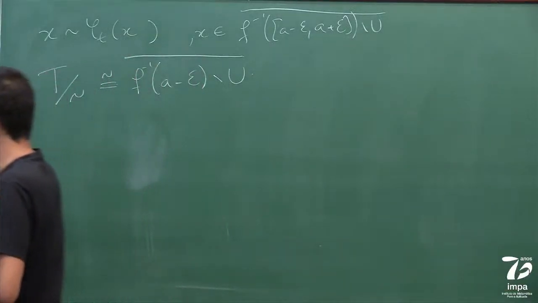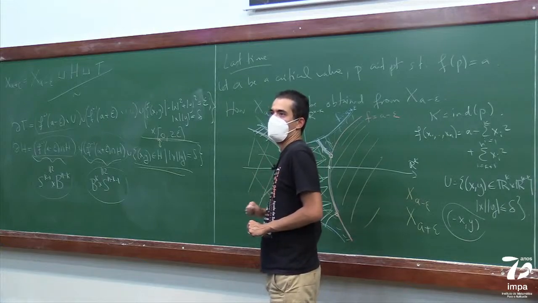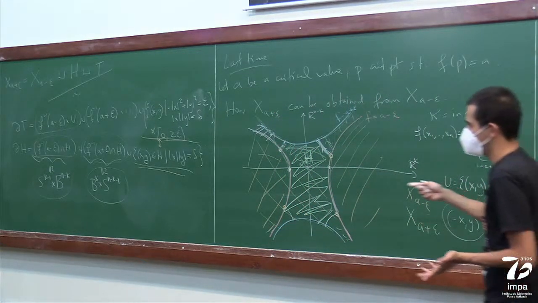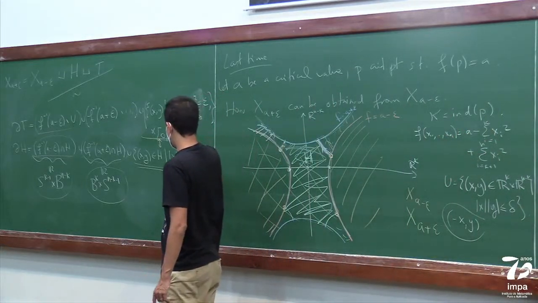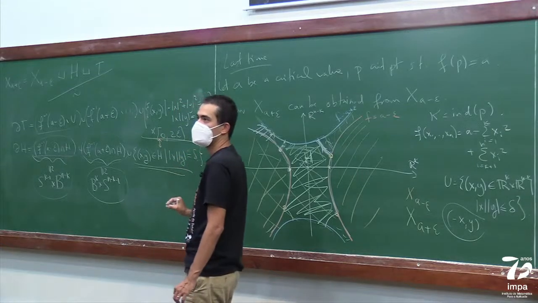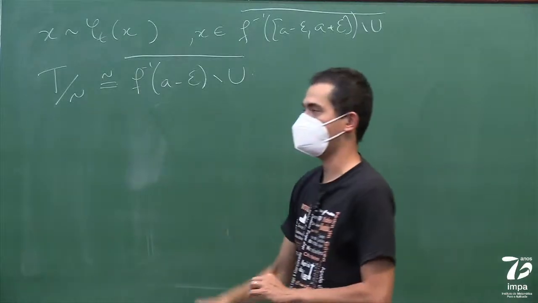When I remove u, if u is closed, then I take this guy away. But I want to put it back, so that's why I'm putting the closure. I don't want to be strictly bigger than delta. I want to actually have bigger than or equal to. But anyway, that's what I obtain.